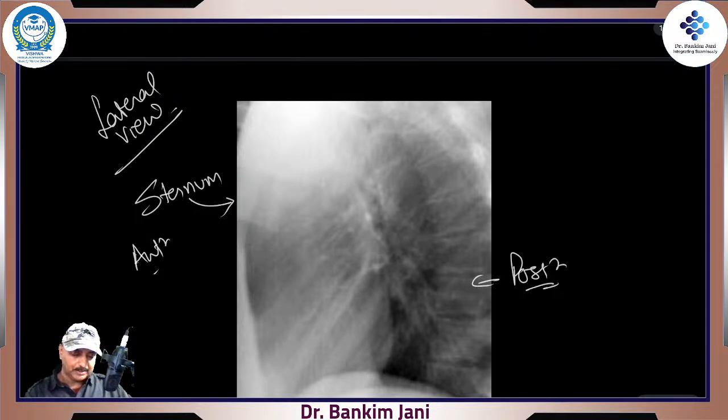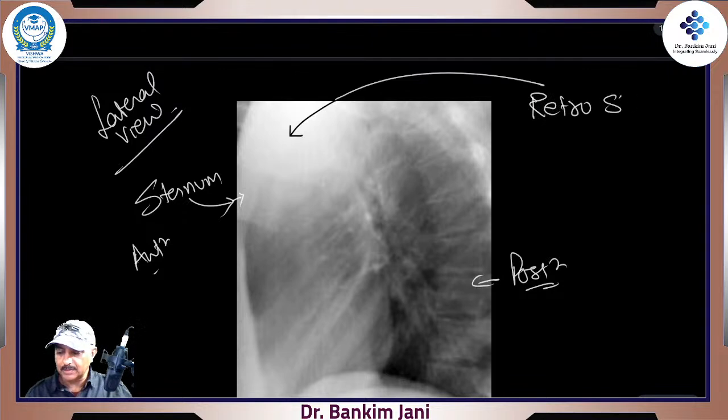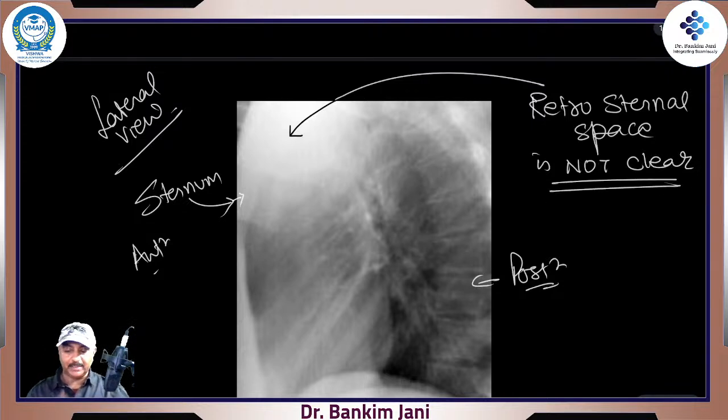Now, if this is the sternum, this is the space where things should be watched. This should be clear. No, it is not clear. There is a clear presence of some structure over there. This retrosternal space is not clear. So I'm writing it in such a way so that you know that it should be clear.